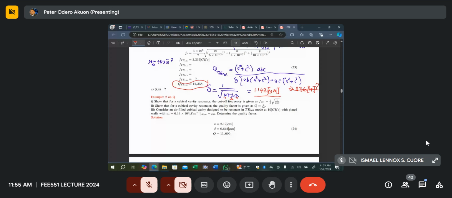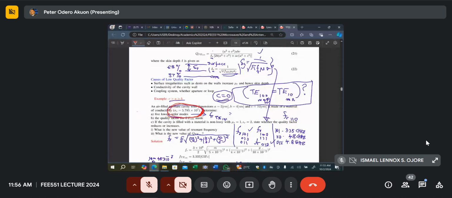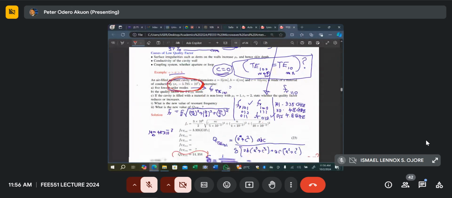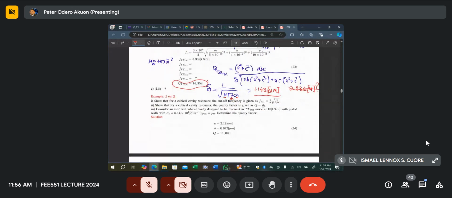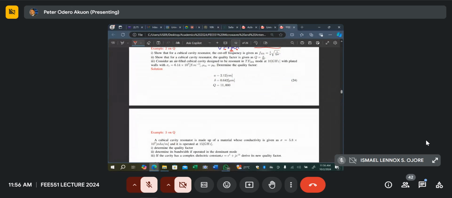Are you answered? Number 1 is the extra surface that you had. Yes, okay, thank you very much. So you add this on the hollow structure, and then the equation will tell you what happens. All right, good. So if that's clarified, that's good. So example 2, you're supposed to show that for a cubical cavity resonator, the cutoff frequency is given as C over 2A. Now that one is easy.